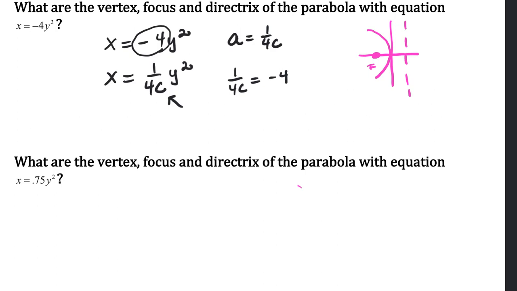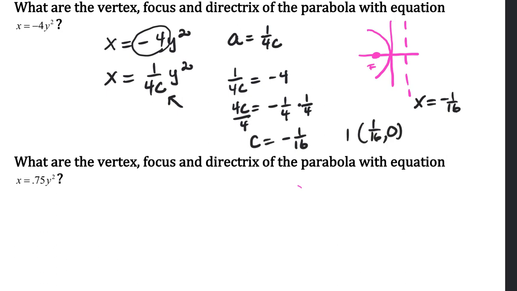What I'm going to do is take the reciprocal of both sides. So I have 4c equals negative 1/4. I'm going to divide by 4, so I'm actually multiplying by 1/4. So c equals negative 1/16. So the directrix is x equals negative 1/16. The focus is 1/16, 0. That's going to be the focus.